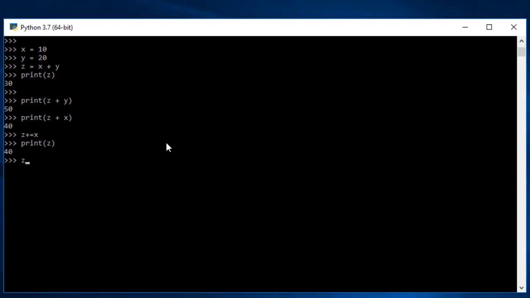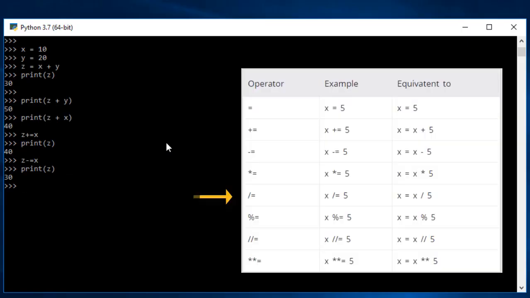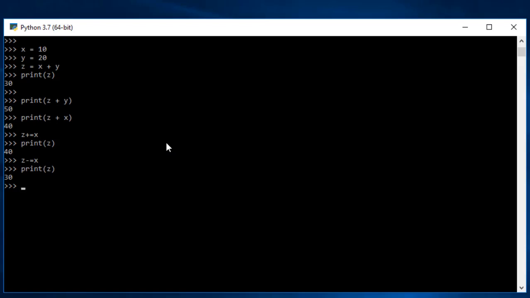And what if I need to perform z equals to z minus x? Same thing. What I can do is z minus equals to x. And if I print the value of z, you will get the same thing, that is the subtraction of x. Now there are a few more things that you can do. You can also perform this for division, modulus, exponent, and floor division, and they would work the same.